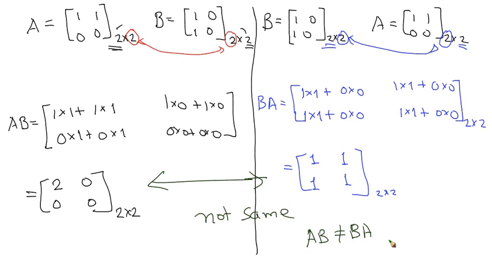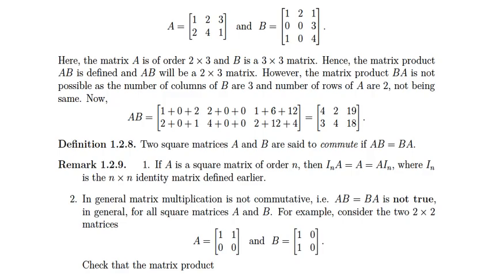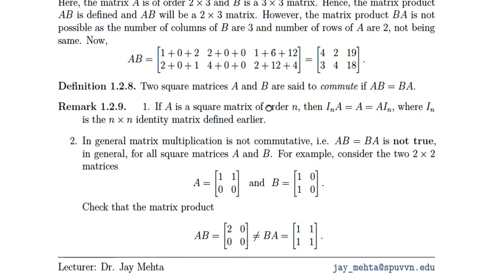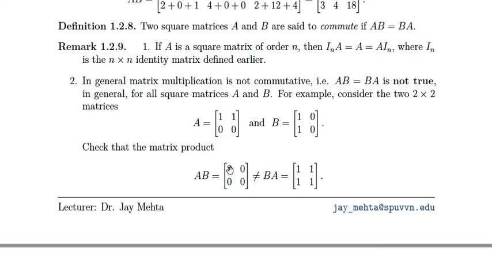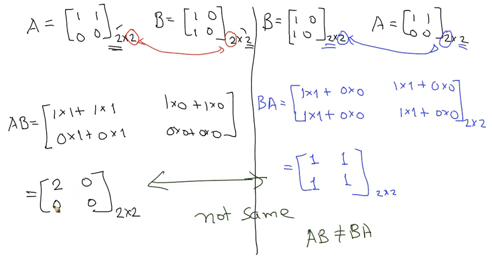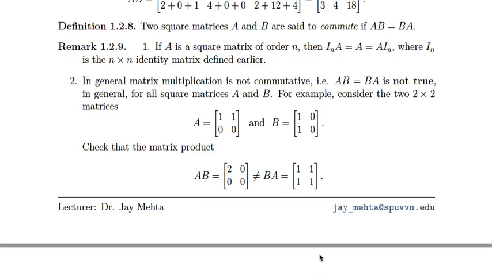AB and BA both are possible. Both have the same order, 2 cross 2, but they are not equal. So in general, matrix multiplication is not commutative. Commutative means AB equals BA. So let us find out whether we have got correct answers or not. So AB is 2, 0, 0, 0, and BA has all entries 1. Right? So in general, AB is not equal to BA.